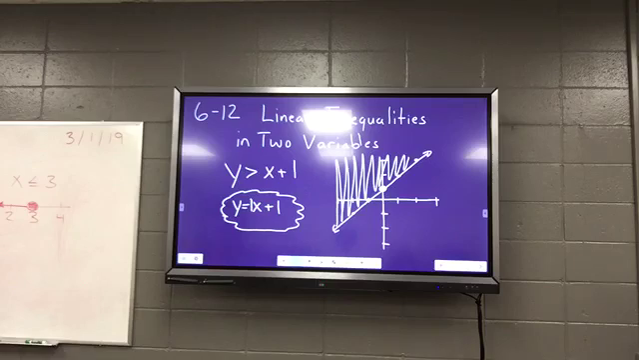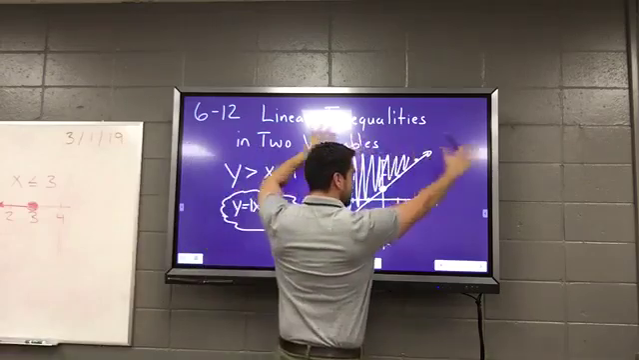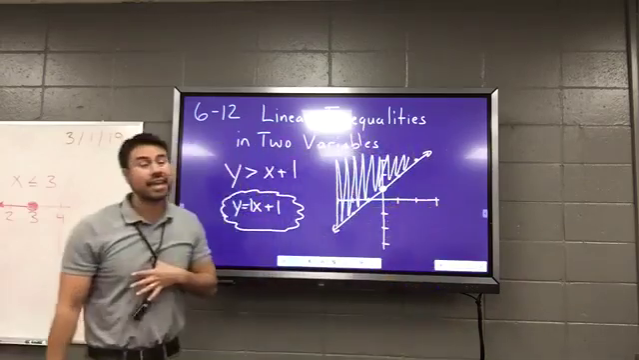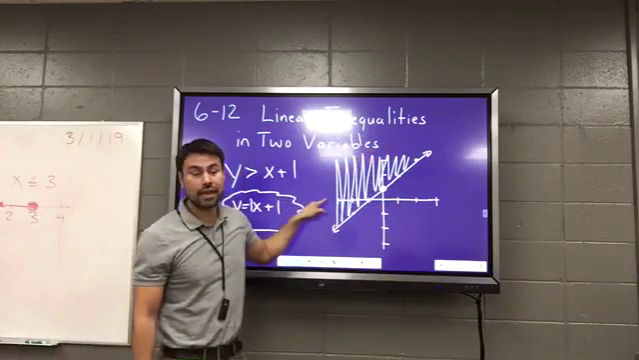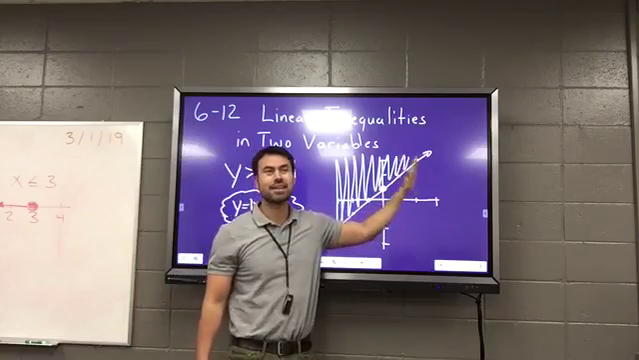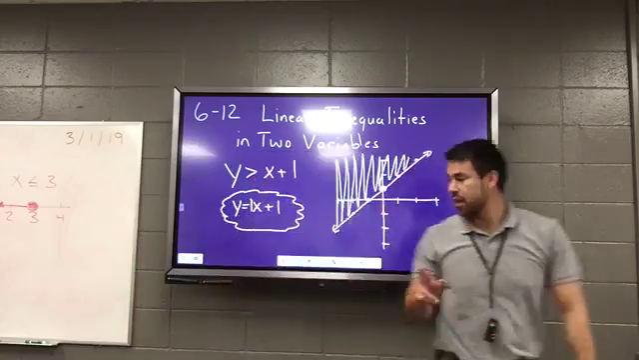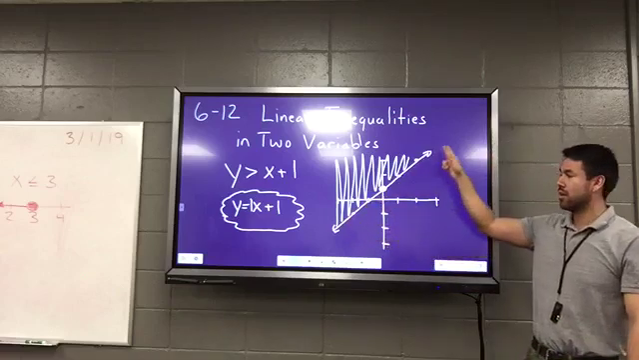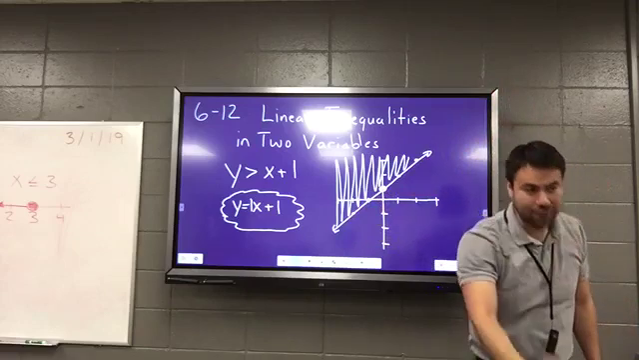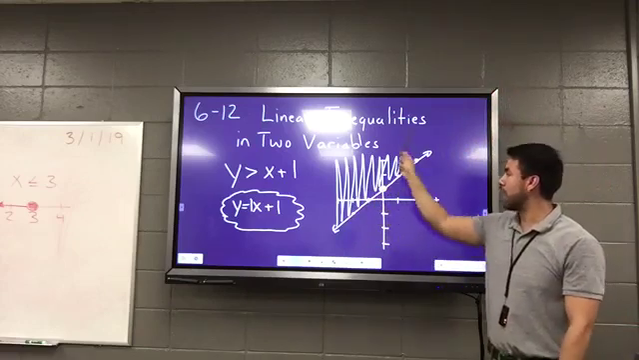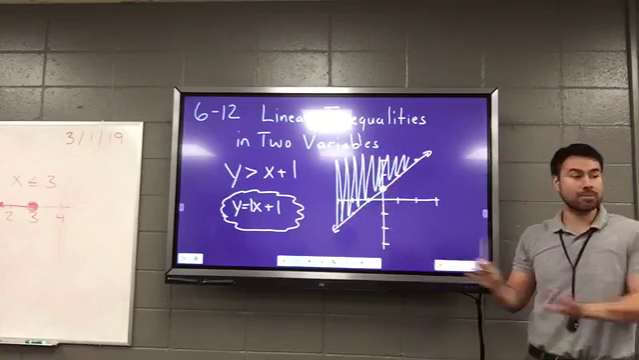So, does anyone know how many points are on a coordinate plane? How many points can I put on a coordinate plane? Anyone? Infinite. How many points can I put in this shaded region? Infinite. How many points can I put in the unshaded region? Infinite. Okay, so this is what happened. When you draw this line right here, you just split infinity in half. Half of the points are going to be part of the solution, and half of the points are not going to be part of the solution.